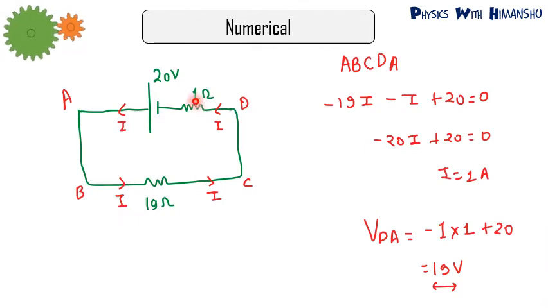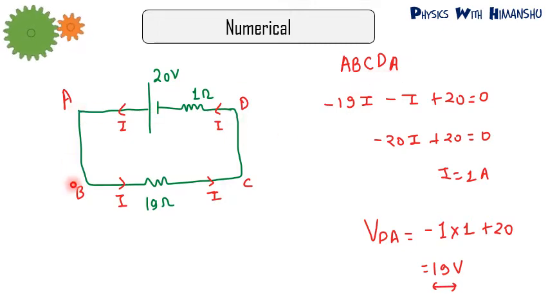Suppose it is a simple numerical where there is a 20-volt battery of internal resistance 1 ohm and a 19 ohm external resistance, and I want to find TPD. First we'll put the current I from the battery. It will go through the 19 ohm and again return to the battery. Then we'll put nodal points A, B, C, D. Then we'll write a path from A to B, B to C, C to D, and D to A. That is A, B, C, D, A.